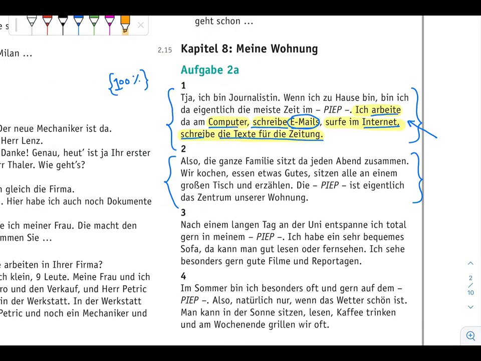Also die ganze Familie sitzt da jeden Abend zusammen. Wir kochen, essen etwas Gutes, sitzen alle an einem großen Tisch und erzählen. Die ist eigentlich das Zentrum unserer Wohnung.